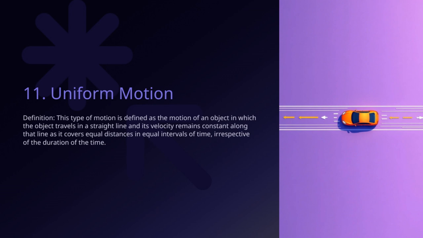This concept is fundamental because it helps us understand motion in a very predictable way. When an object is in uniform motion, we can easily calculate how far it travels over a given period, making it a key idea in the broader study of kinematics. So, in the context of our presentation, uniform motion serves as a perfect baseline for understanding more complex movements.